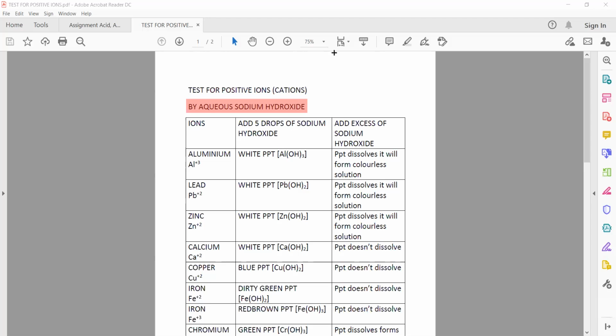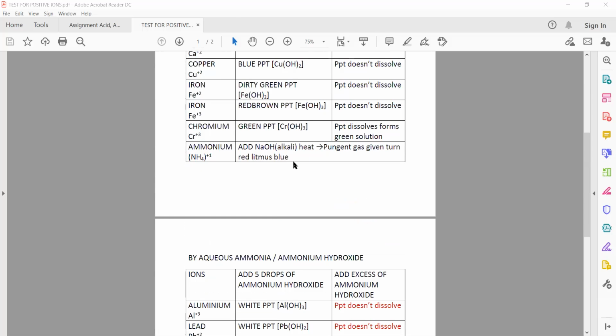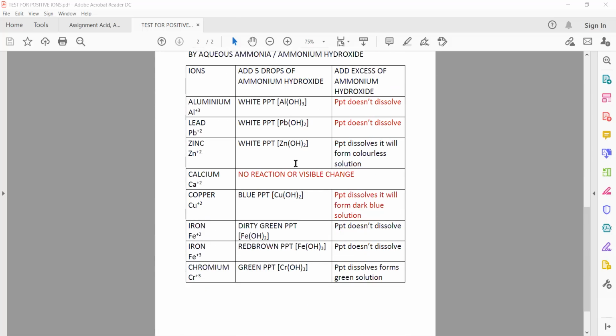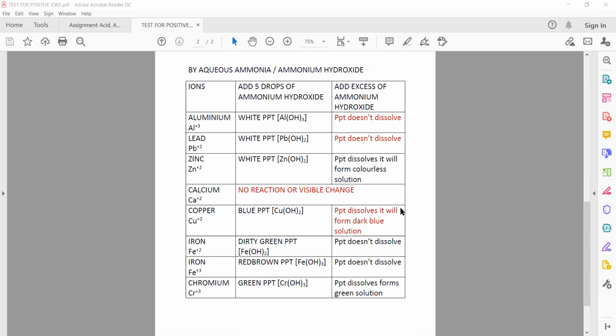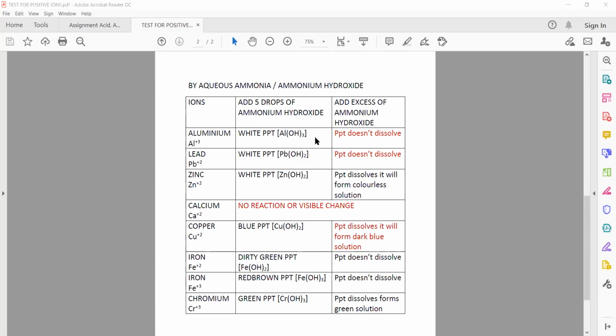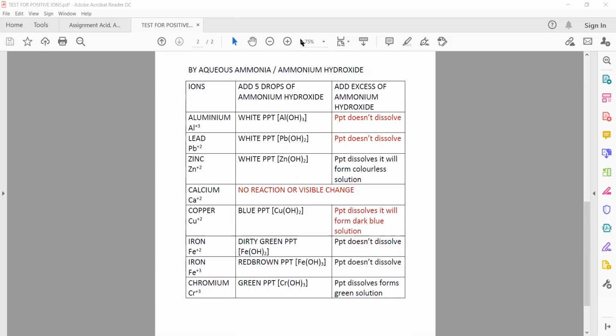So now we will test. The second way we can test is by aqueous ammonia. You have to memorize everything in this sheet. So second one, aqueous ammonia or ammonium hydroxide.